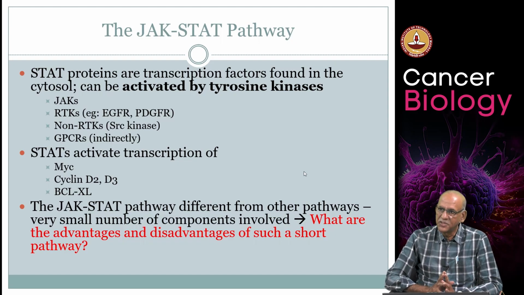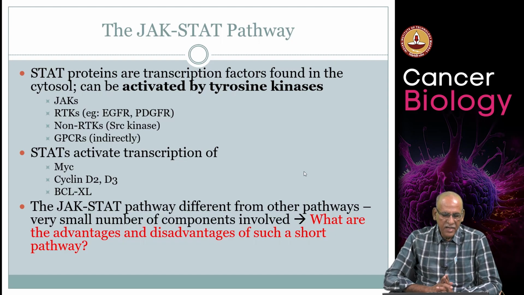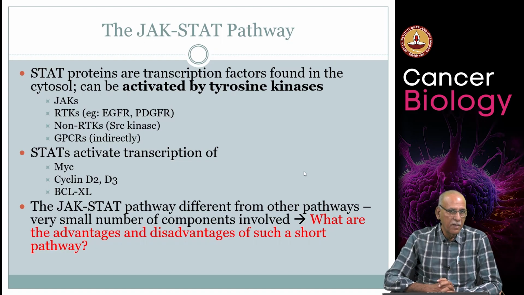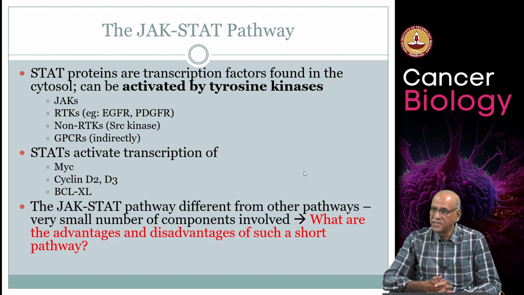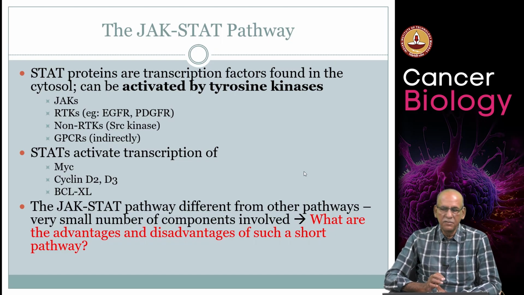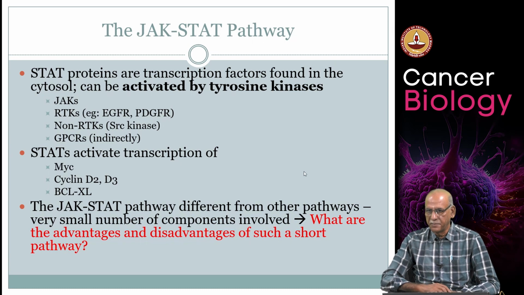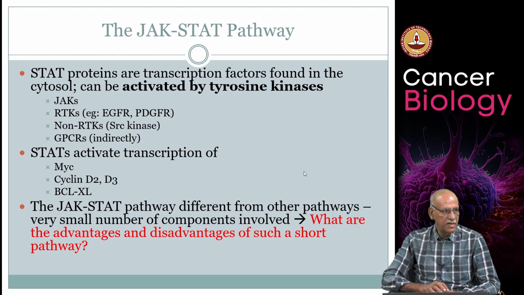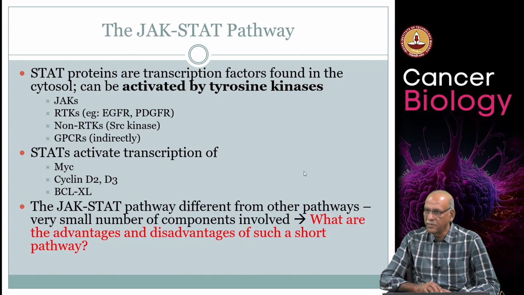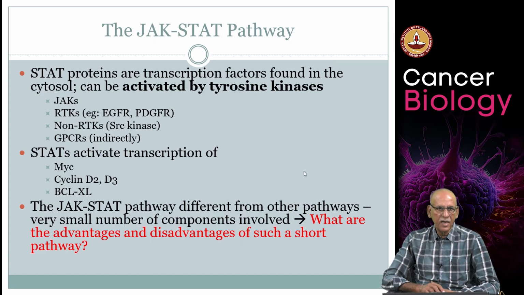Now, what do the STATs do? STATs activate transcription of MYC, cyclin D2 and D3 and BCL-XL. BCL-XL by the way is an anti-apoptotic gene. You have heard of BCL2, it is an anti-apoptotic factor. Later on we will study that in detail, but BCL-XL is also another anti-apoptotic gene. So, an anti-apoptotic gene is also one way that contributes to proliferation.